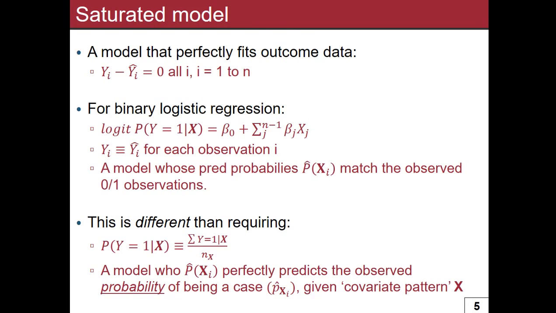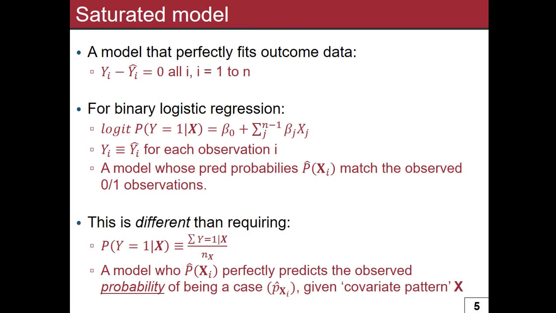Okay, so there's this thing called the saturated model. A saturated model is a model that is able to generate 0, 1 values. It's a type of logistic regression model that actually can generate 0, 1 values. It's a weird thing because I just said that the logistic regression model only spits out probabilities. But I'll show you what this looks like. It is able to perfectly predict the outcome data.